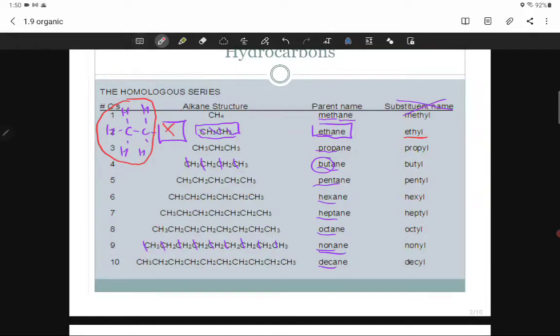Now, can you go past 10 carbons? Absolutely. Are we going to go past 10 carbons? No.